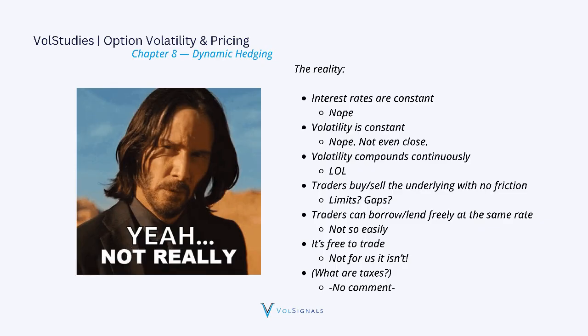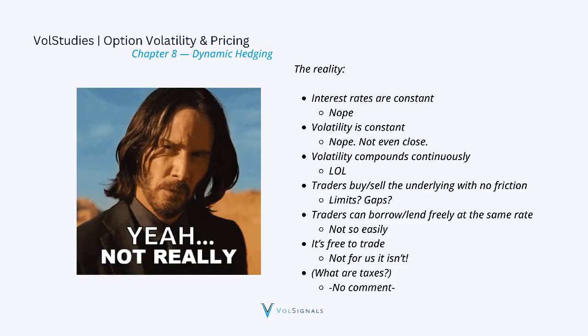Is volatility constant? Nope, not even close. For a market maker, of course, this is not a very big problem. It just requires us to understand the complexity, these dynamic second and third order Greeks that influence the value of our position. Volatility compounds continuously? Again, not really. The important takeaway here is that we cannot really hedge continuously. It's just unrealistic. We have to choose a hedging frequency and balance out things like cost.